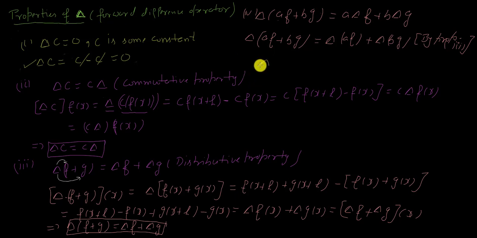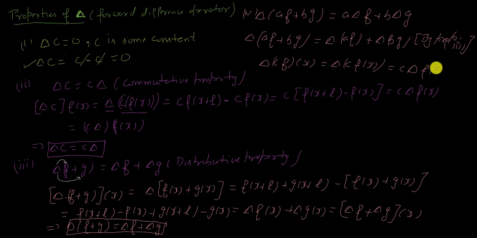Let us take delta cf. Cf will be more appropriate, where c is a constant quantity. Since the function is over here, you need the input x, so this will be delta c f of x. On the same lines, you will show that this is c delta f of x.